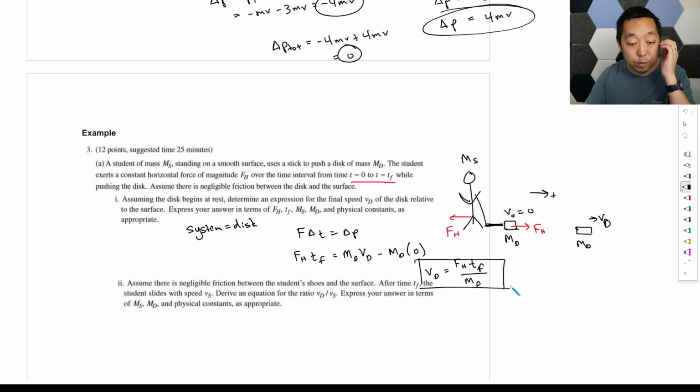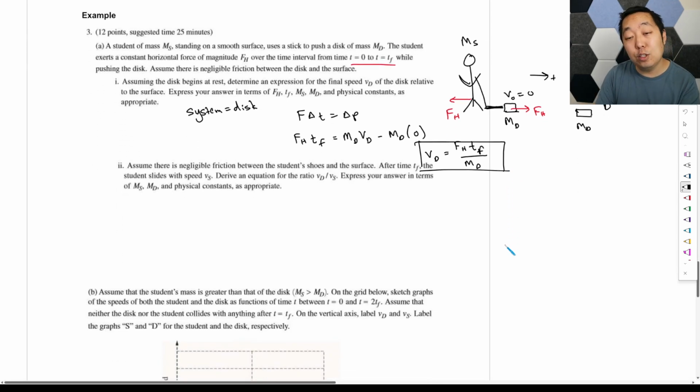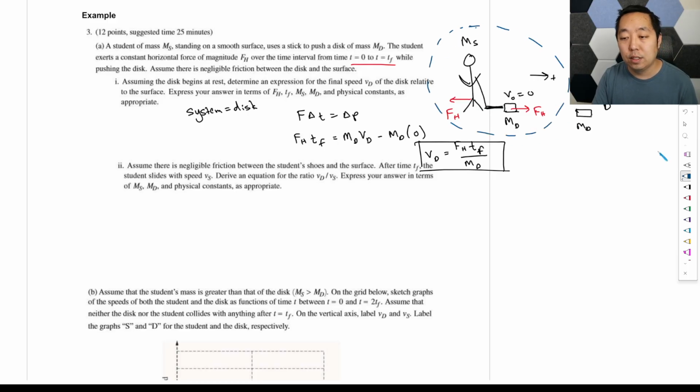That's the impulse momentum part. Now let's talk about the student, and let's do it a little bit differently. When we did this in the previous lesson, we said we just have an impulse on the other guy. But let's think of it as a whole system, like a collision a little bit. They're asking here, there's negligible friction between the student's shoes and the surface. After time t_f, the student slides with speed v_s. So he's going to move here with v_s. Derive an equation for the ratio of v_D to v_s. Express your answer in terms of m_s, m_D, and physical constants.